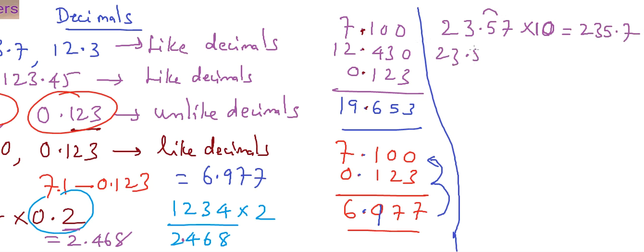Similarly, 23.57 into 100. Then we need to shift 2 decimal places to the right. Then the point will come after 7, so we can remove that point: 2357. For example, the number 12. What does 12 mean? Where is the decimal point? The point is at the rightmost end. So it's here, 12, isn't it? So here 23.57 into 100 is 2357.